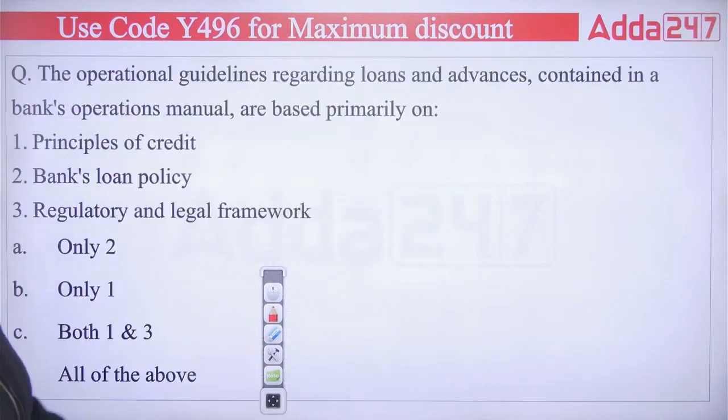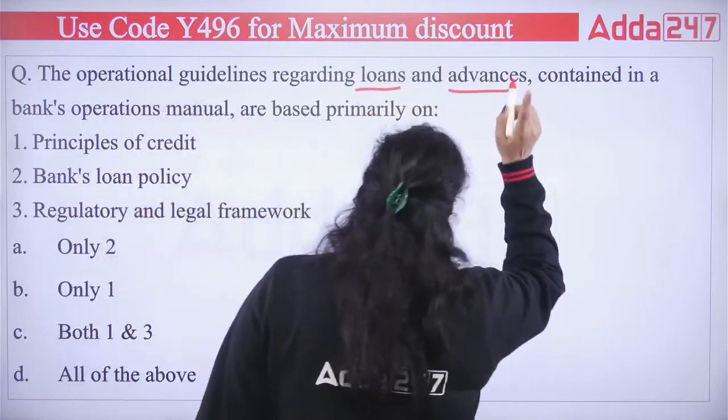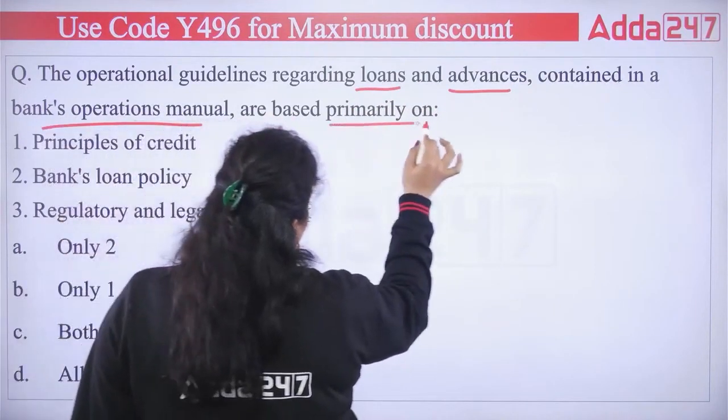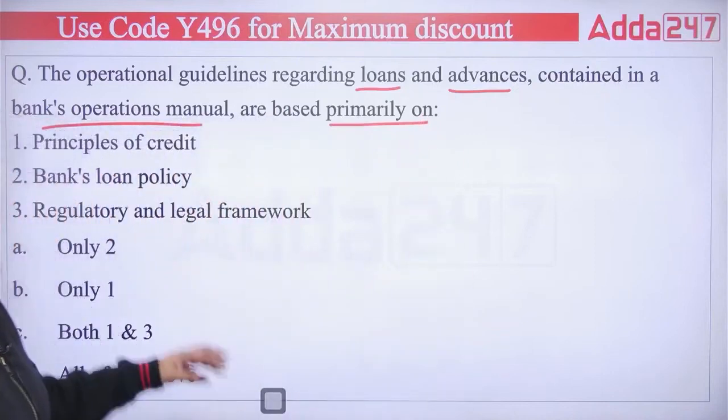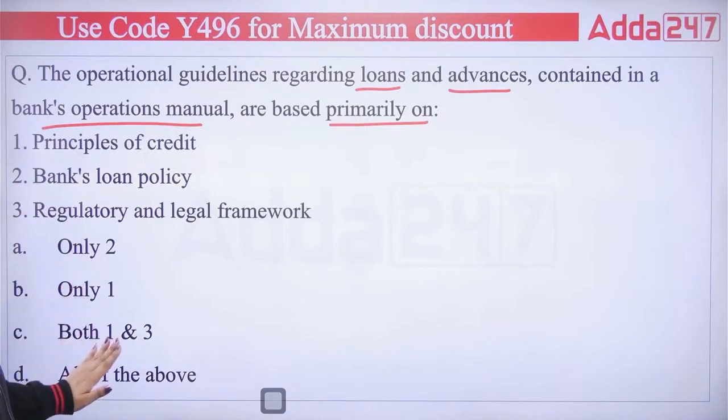Okay, next question we have: the operational guidelines regarding loans and advances contained in a bank's operations manual are based primarily on which of the following? Principle of credit, bank's loan policy, regulatory and legal framework. Only two, only one, both 1 and 3, all of the above.